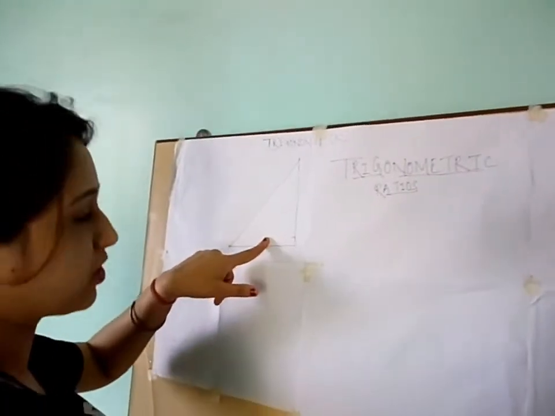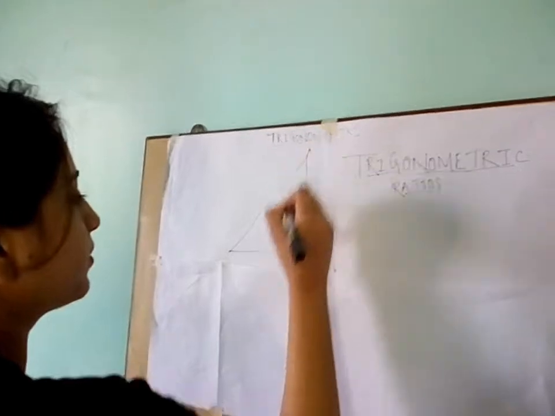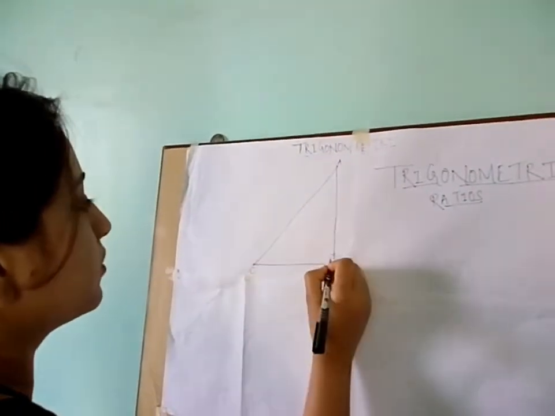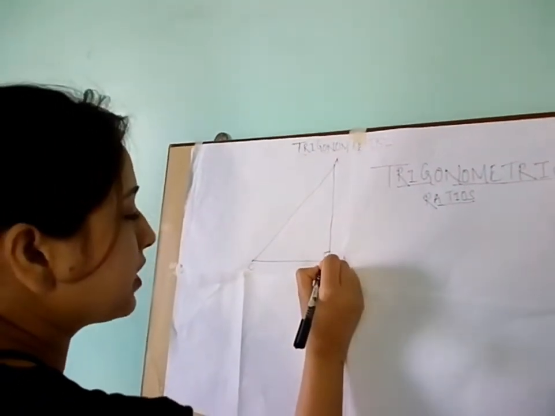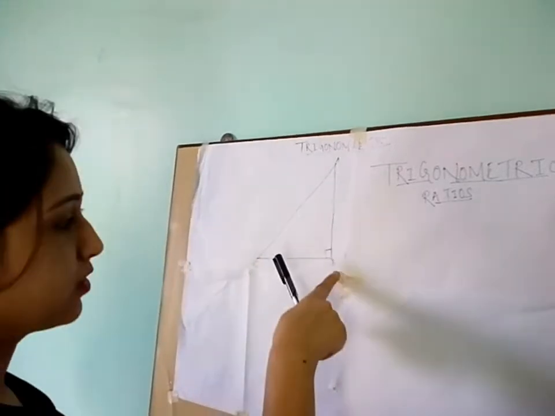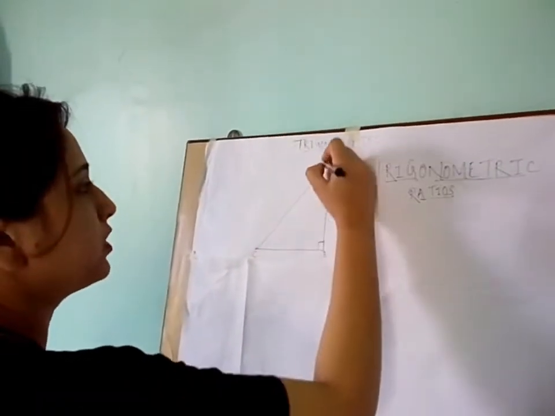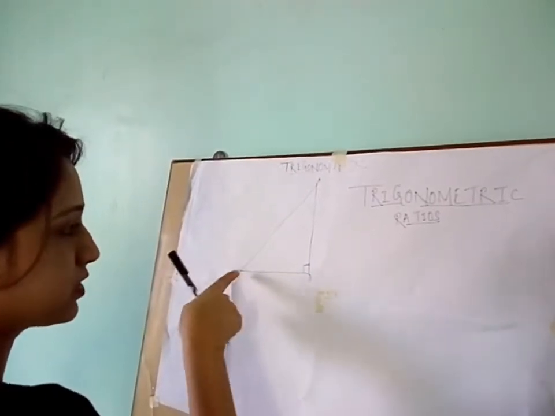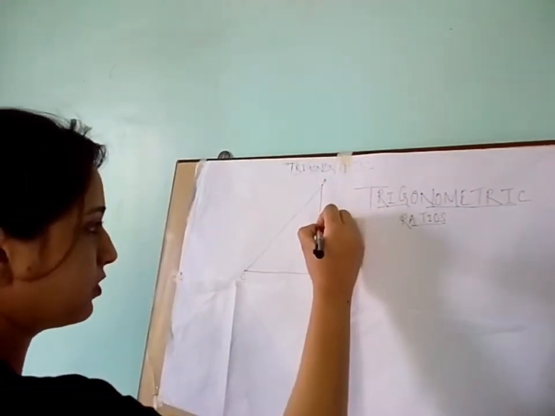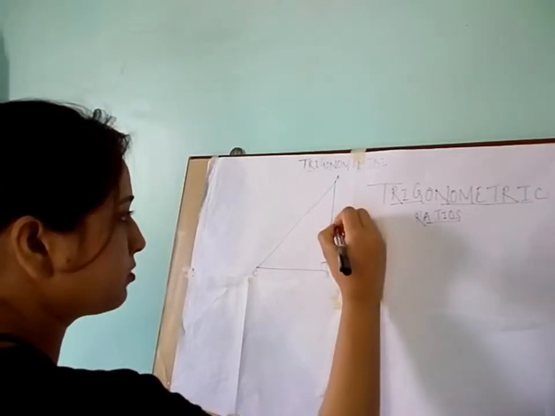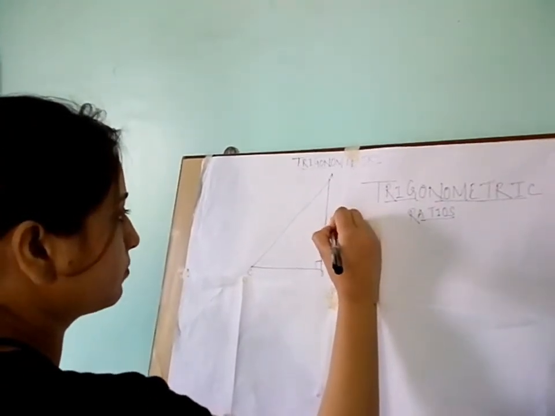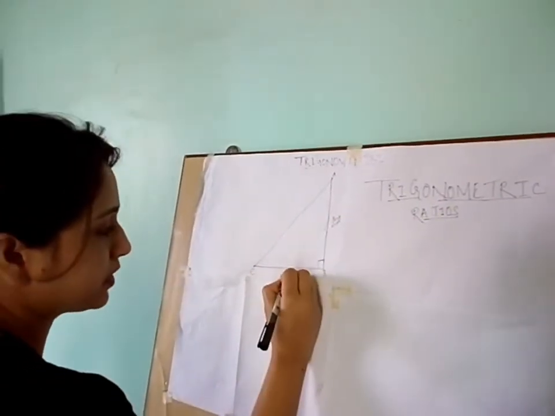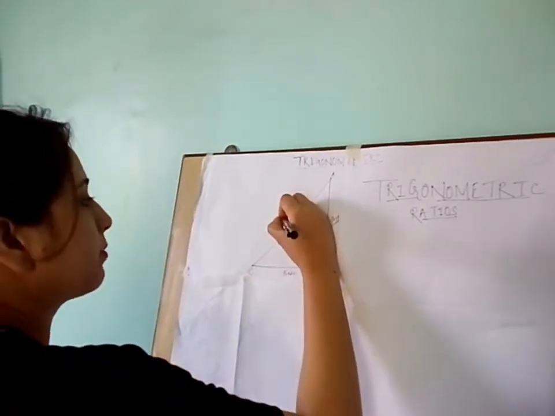This is right angle triangle ABC, where 90 degree is at B. This is 90 degree at B. If this is 90 degree at B, base BC, then this is our perpendicular. This is perpendicular. This is base, and this is our hypotenuse.